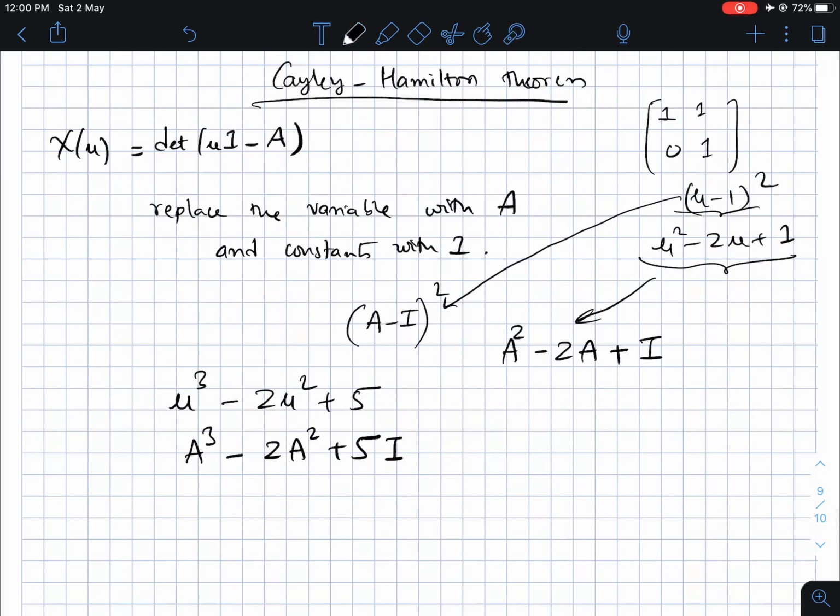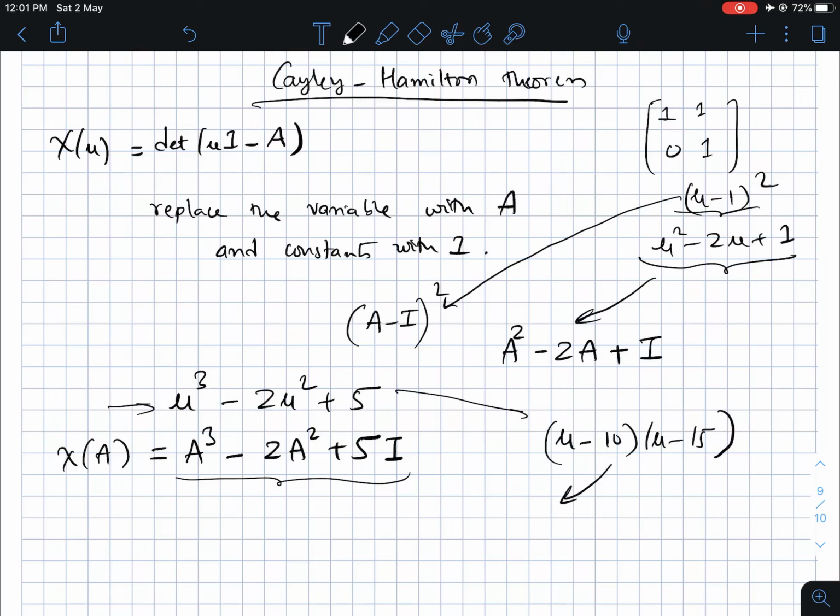So this we are going to call chi of A. Chi of A is obtained by replacing the variable with the matrix, and constants with identity. The algebra will go through as usual. You could do this either in this form of the polynomial or even in the root form. So if you have (mu minus 10) multiplied with (mu minus 15) as the characteristic polynomial, the corresponding chi of A will be equal to (A minus 10I) multiplied with (A minus 15I).